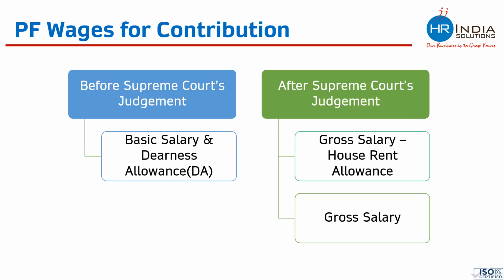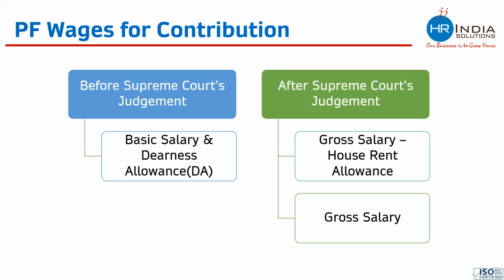So even though the calculation is on the entire gross salary, the contribution would be of maximum 1800 rupees only, right? Because you are calculating on the entire gross salary, but you are limiting your contribution at a maximum of 15,000. So if you multiply 15,000 by 12%, you'll get 1800 only. So according to the PF, the maximum wage ceiling is 15,000, right?